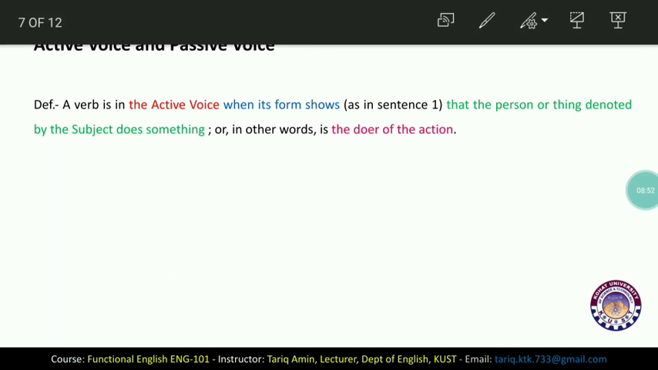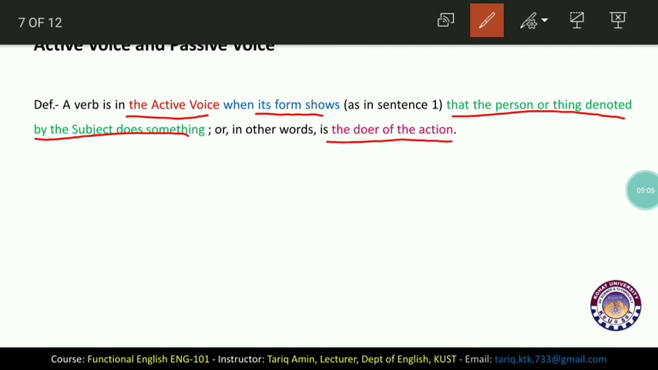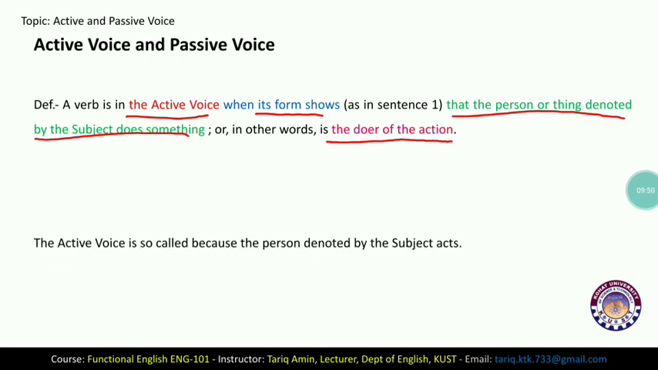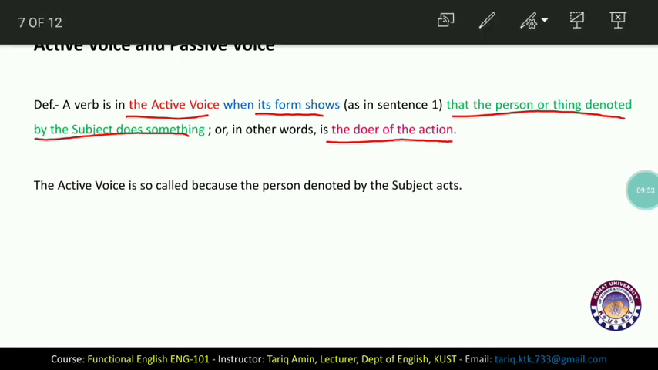A verb is in the active voice when its form shows, as in sentence 1, that the person or thing denoted by the subject does something, or in other words, is the doer of the action. We have discussed this point with an example. The active voice is so called because the person denoted by the subject acts.